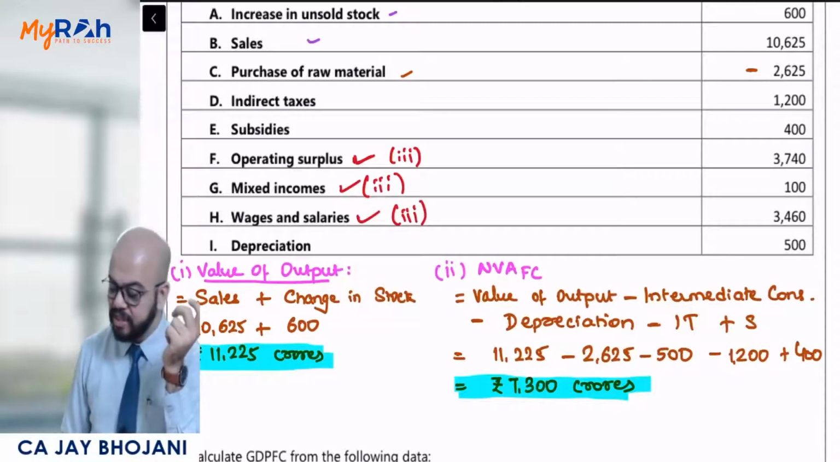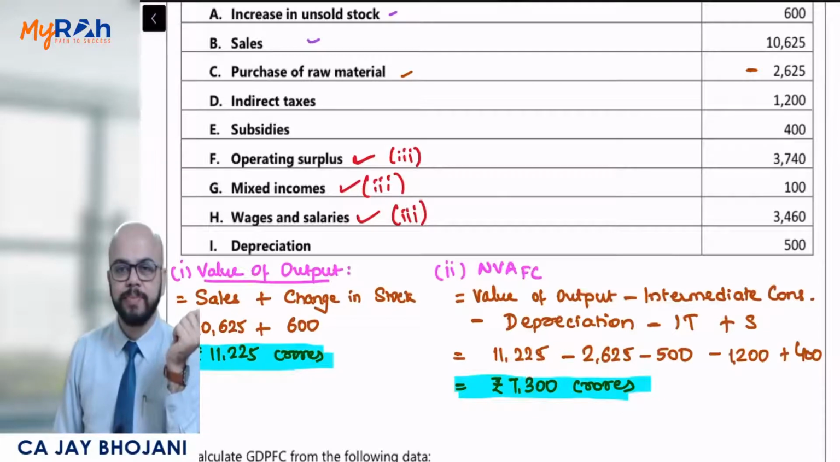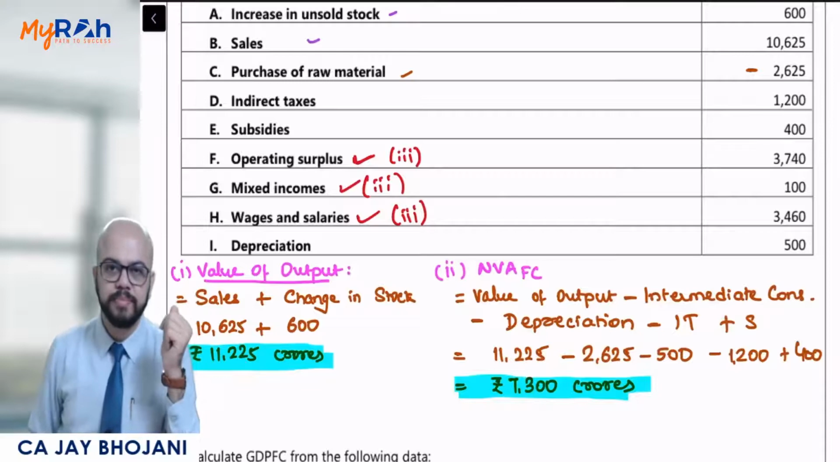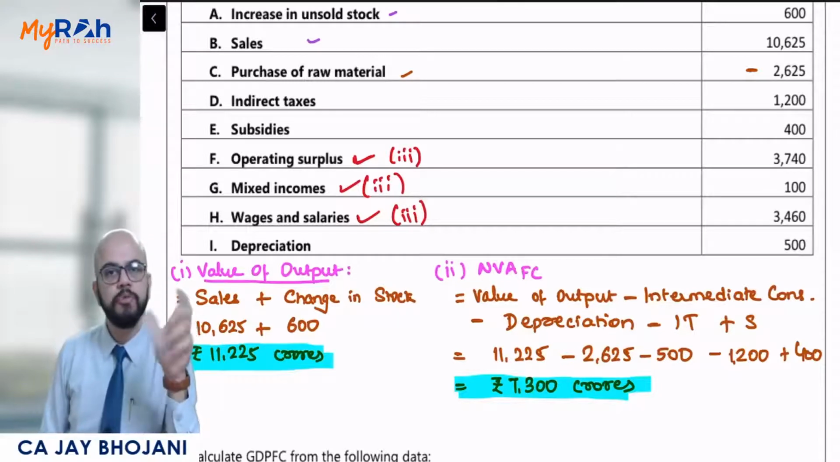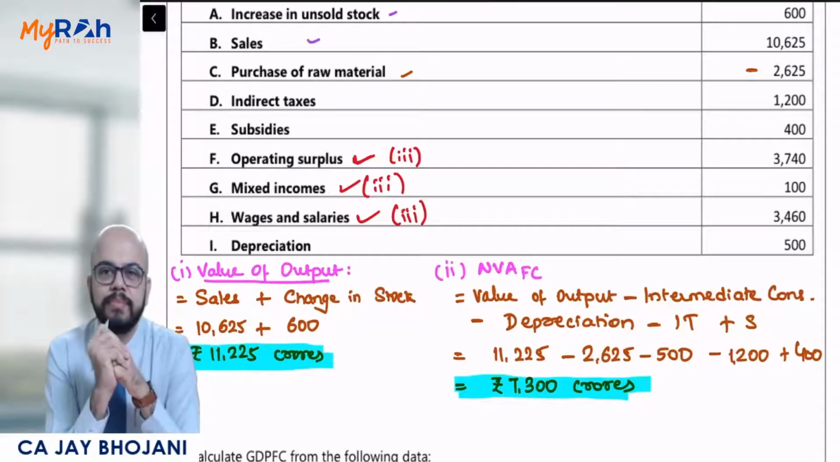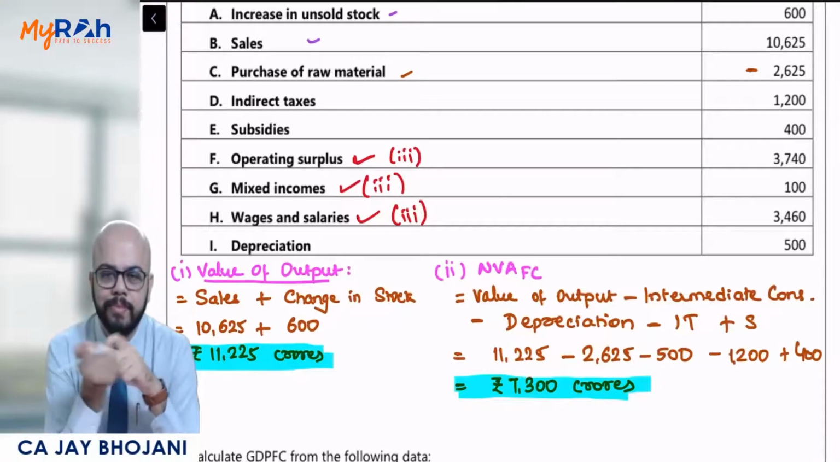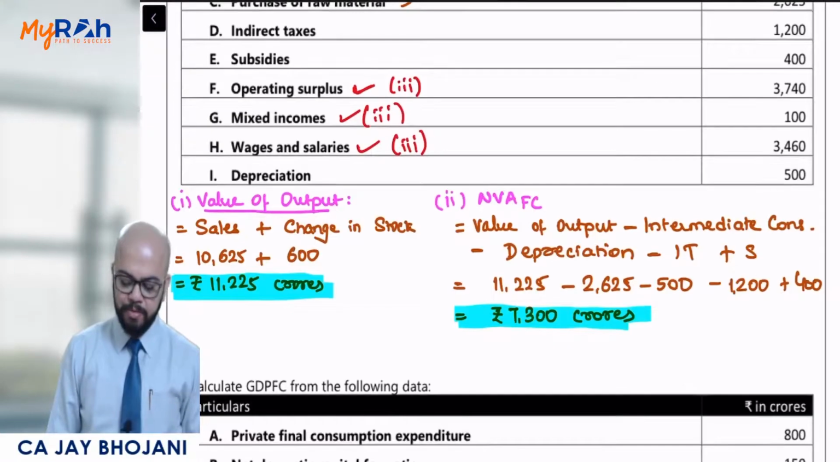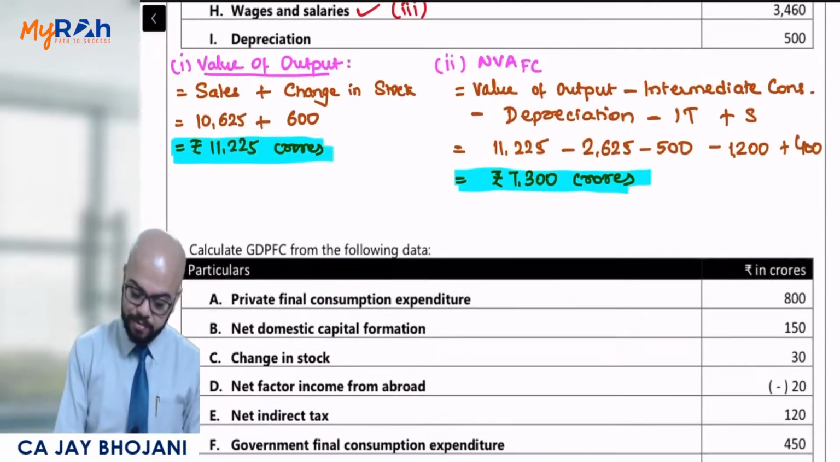Okay, now add these three. 3,460 plus 100 plus 3,740. That will give you 7,300. That is your income. Okay, so proven that NDPFC is equals to income generated. You'll be able to write that on your own, right? Or should I write it down for you?